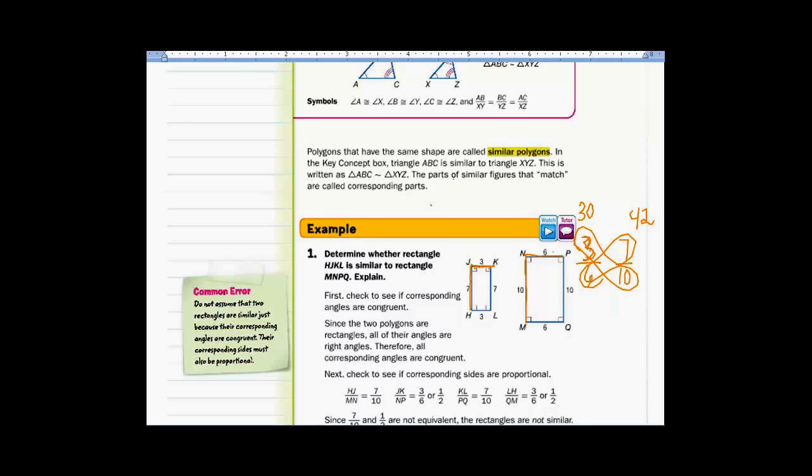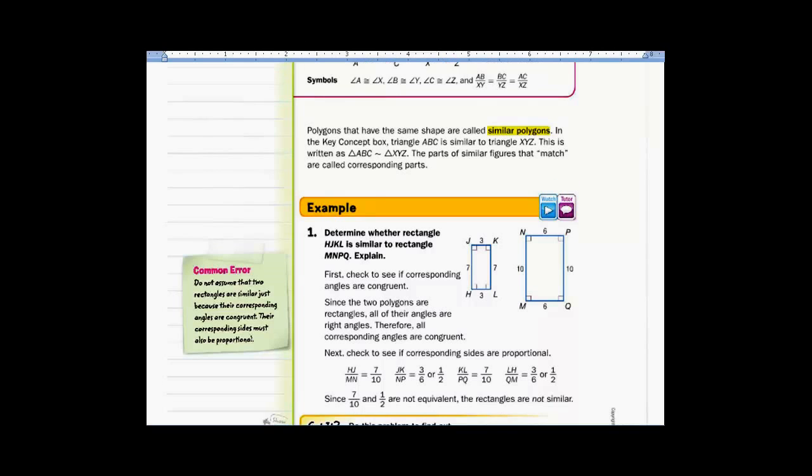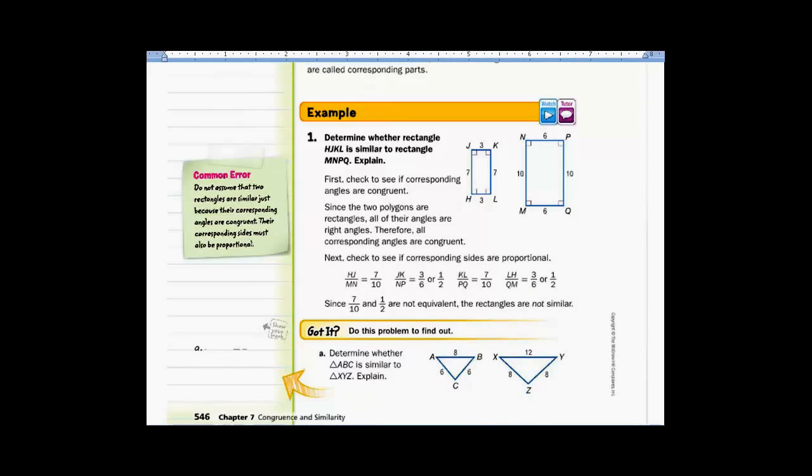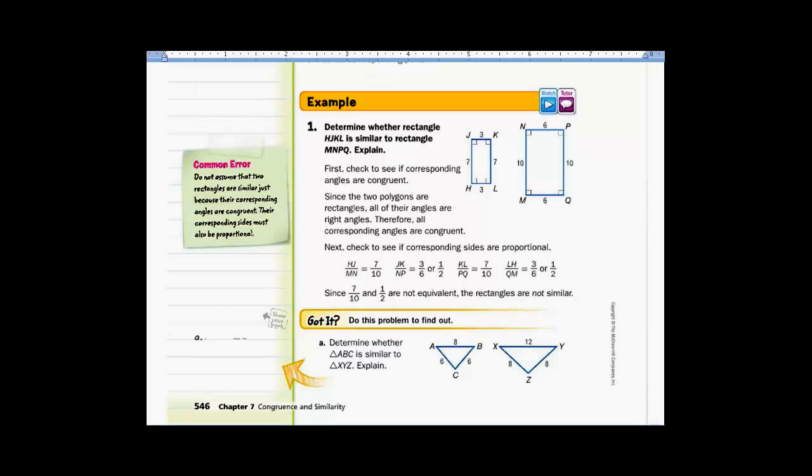Even though they have corresponding congruent angles. Well, of course they do. They're all rectangles, so they have 4 90-degree angles. So there's little wiggle room there, but those are not similar figures because the sides are not proportional. Okay. Moving on down here. I want you to try it, this time with some triangles. Pause it and try this one, please.